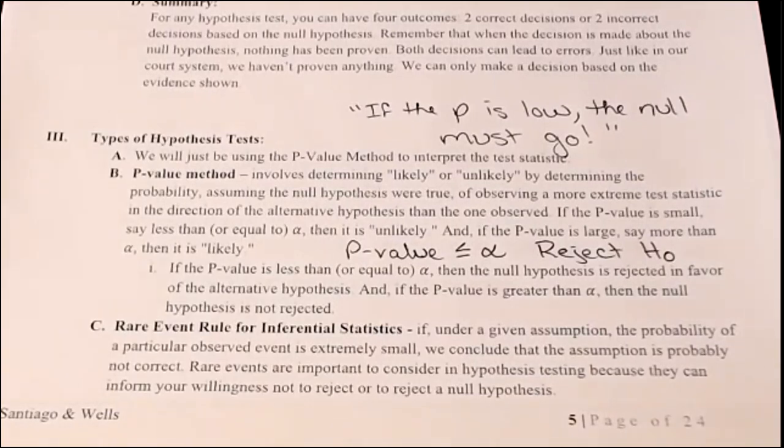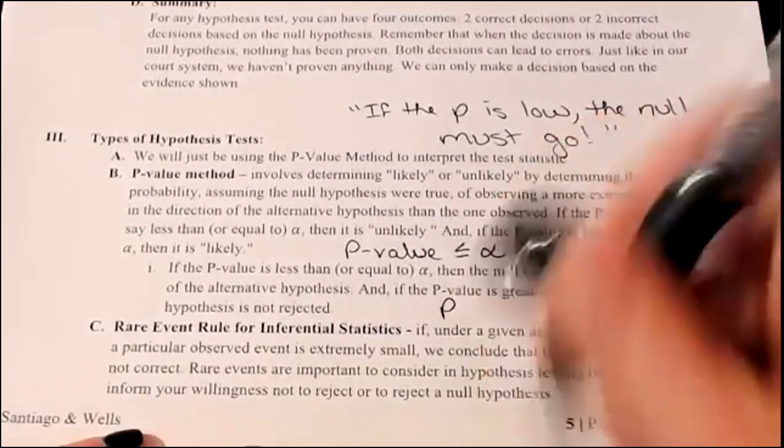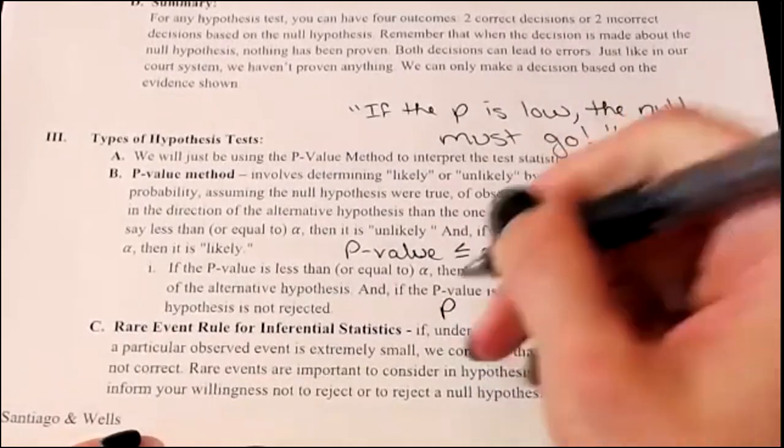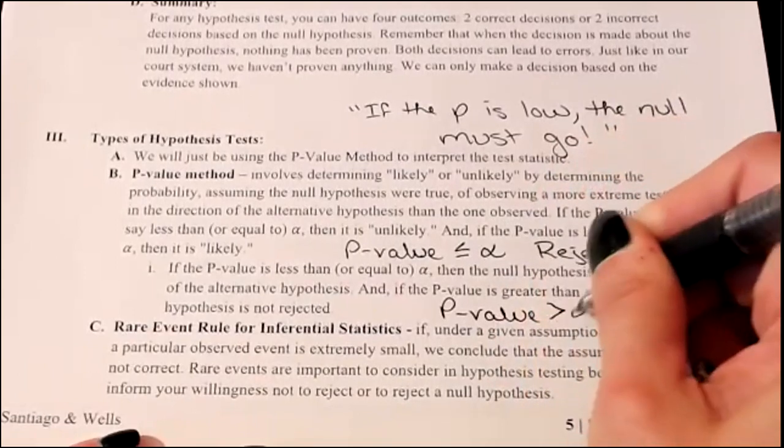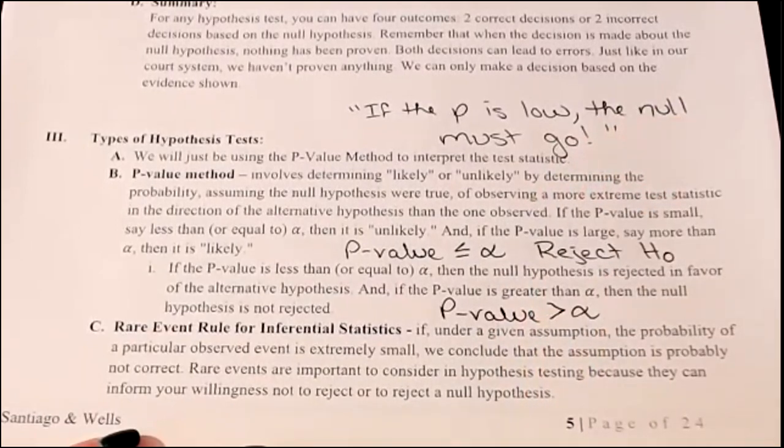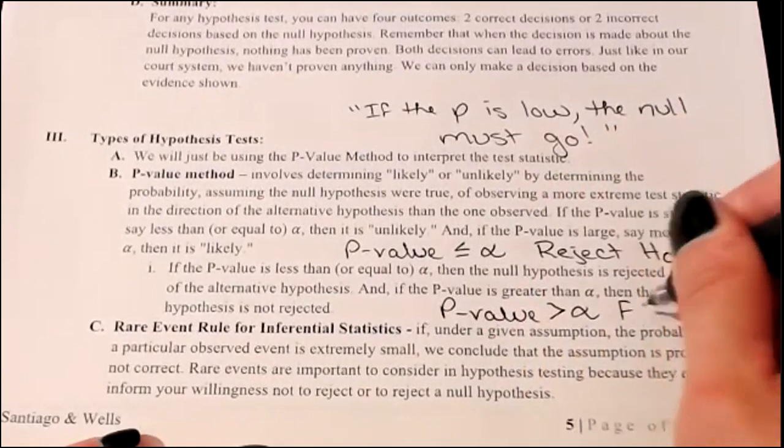So in which case, if the p-value, notice the less than or equal to alpha. If your p-value is greater than alpha, it has to be greater, then you fail to reject.